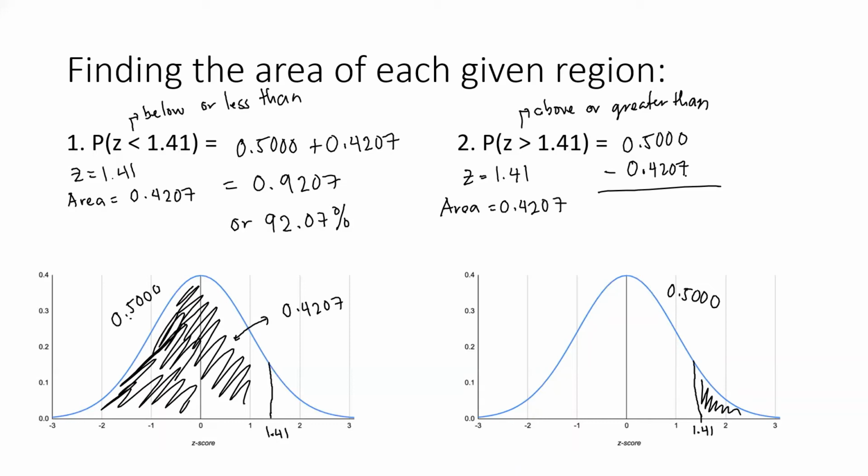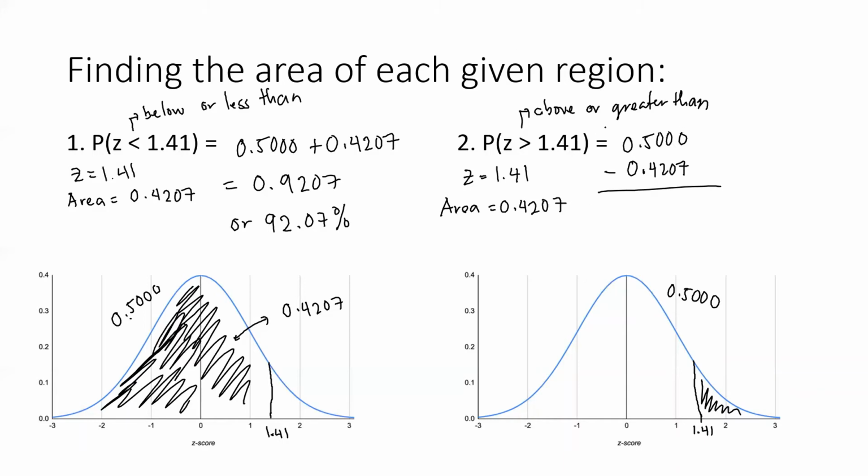Unlike in the first example, which is z less than 1.41, since this is less than, we can consider negative values being part of this inequality. However, in number 2, all must be positive since the case has mentioned that z is greater than 1.41.